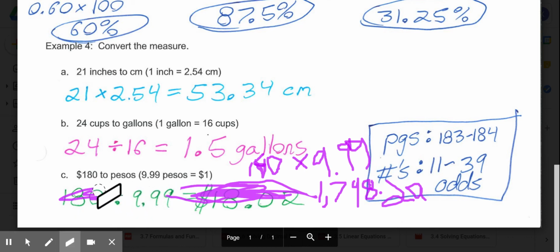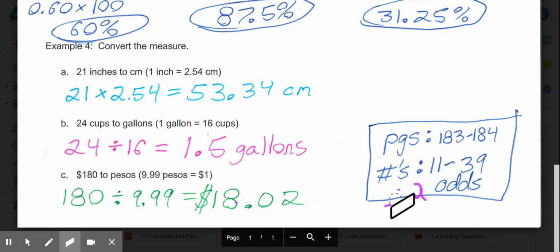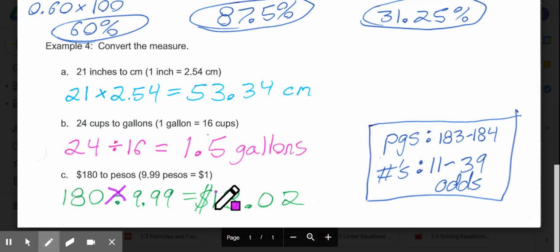So now, as you work through the practice, again, be careful with conversions that you don't make the same mistake I did on the last one. Before you decide if you're multiplying or dividing, think which one does it make sense to have more or less of based on the conversion rate, and that should tell you to multiply or divide. So for example here, 9.99 pesos is $1, so I should have more pesos. So again, this division should become multiplication, and that would change our final answer.